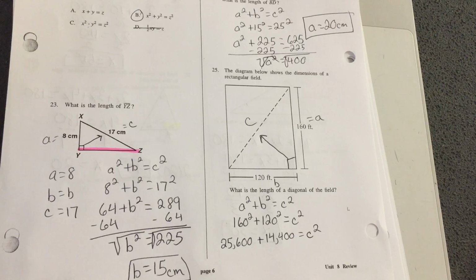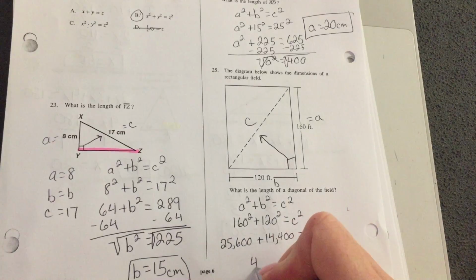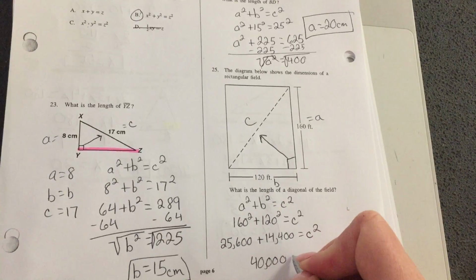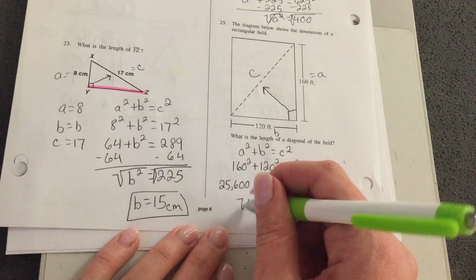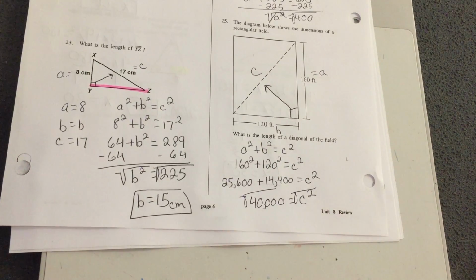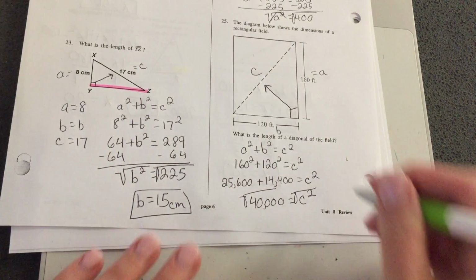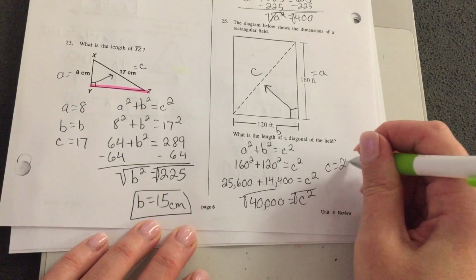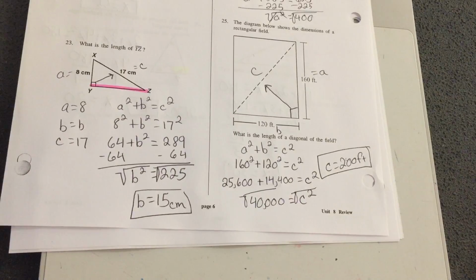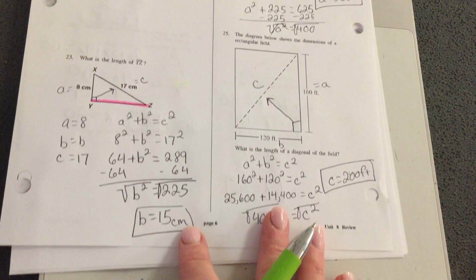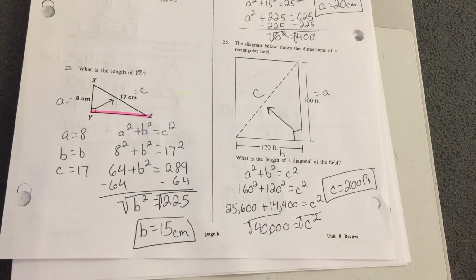25,600 plus 14,400 equals 40,000. And what you're going to do is take the square root of 40,000 and the square root of c squared. So c equals 200 feet. Now what you have to do is make sure: is this correct? Remember, the hypotenuse is always the longest side.